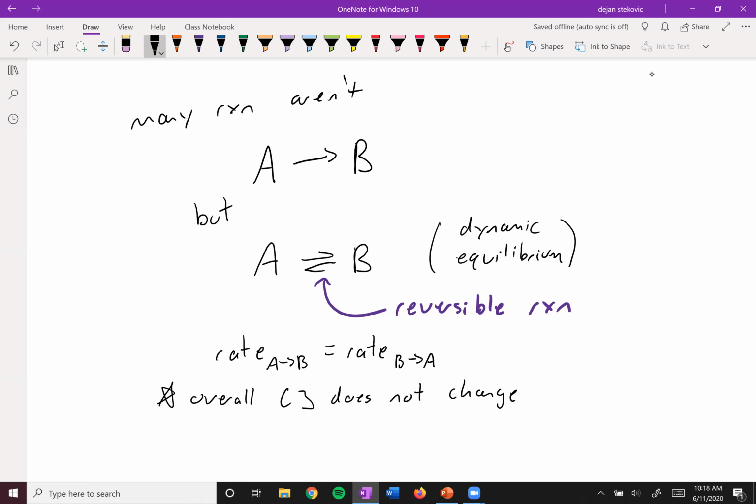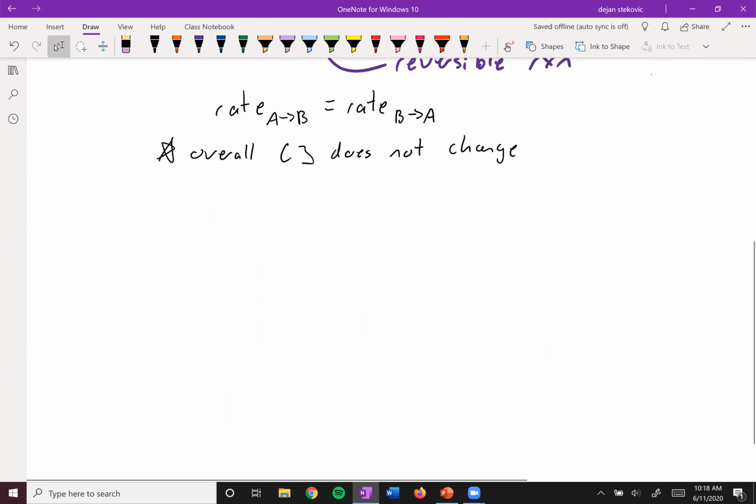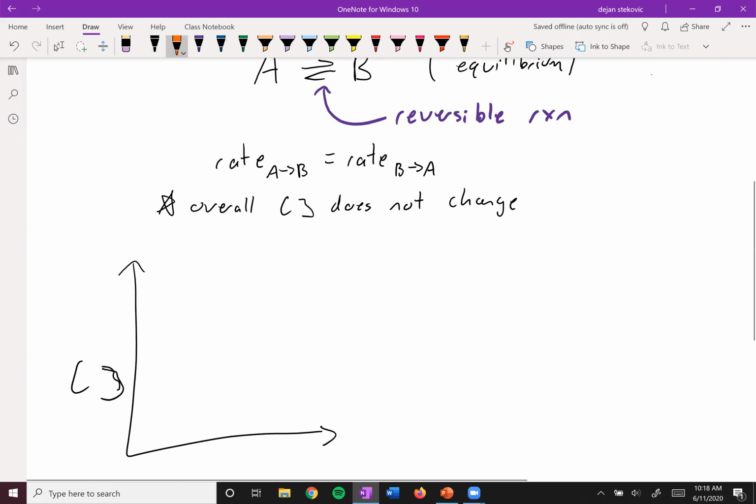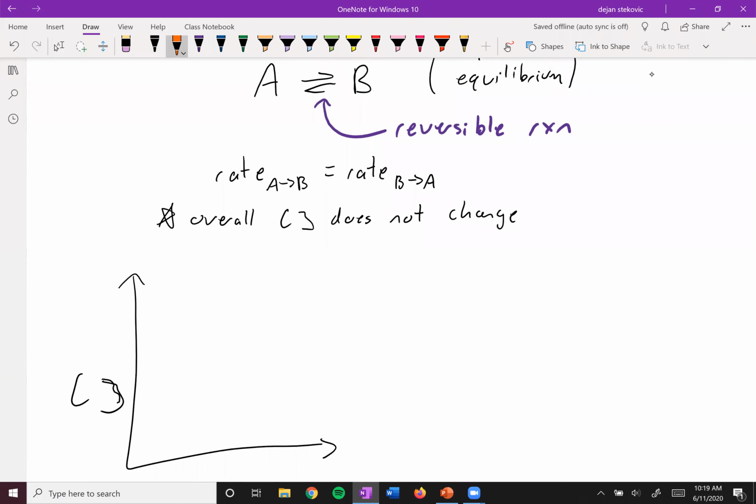And so while it looks like nothing is happening in the reaction because the concentrations are not changing, it's still important to note that things actually are still happening. So we can plot this if we think about it. If we have concentration over here, and then we have A is our reactant. So at the beginning, we're going to have a lot of it, and eventually it's going to disappear. And then B, we're going to have none in the beginning, and then it's going to appear.